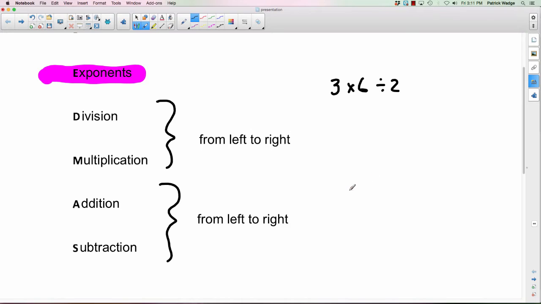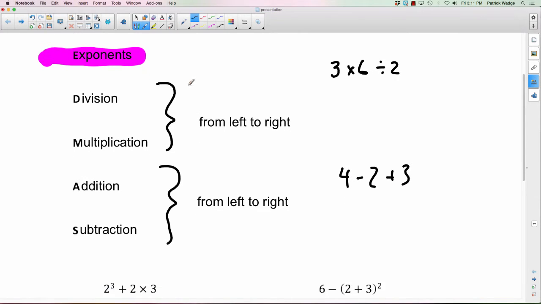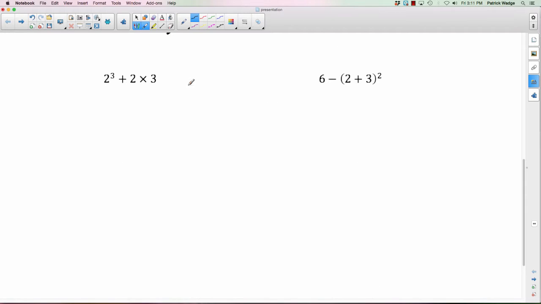Same with addition and subtraction. If you have 4 minus 2 plus 3, you don't do 2 plus 3 first and then go 4 minus 5. That'll give you the wrong answer. You actually go from left to right. Subtraction and addition are kind of equal to each other. Go left to right. 4 minus 2 is 2, plus 3 is 5. Okay, so that is order of operations or BEDMAS, and now we're just going to do a bunch of questions.